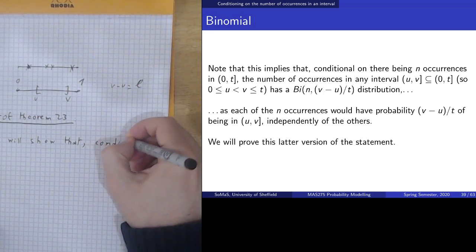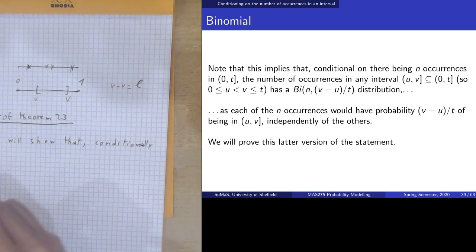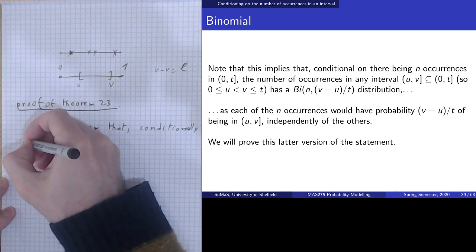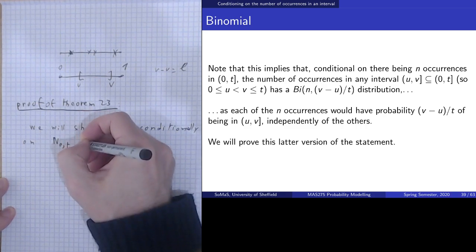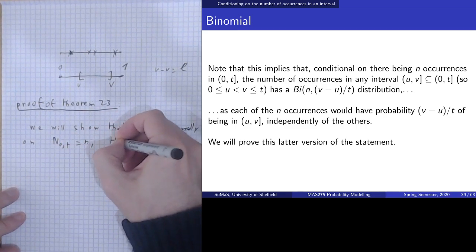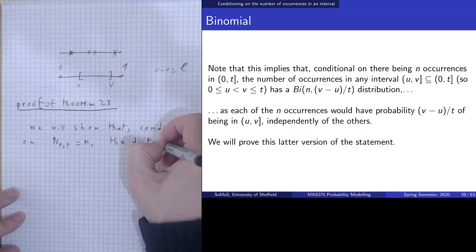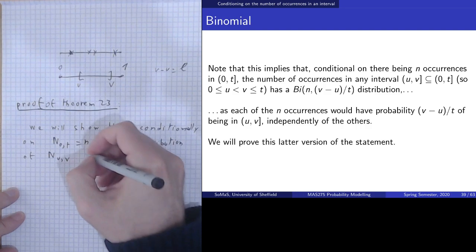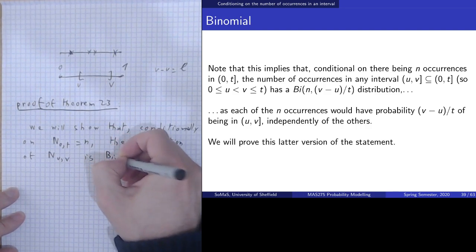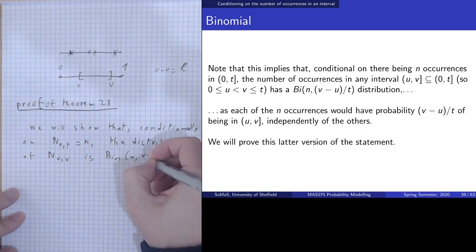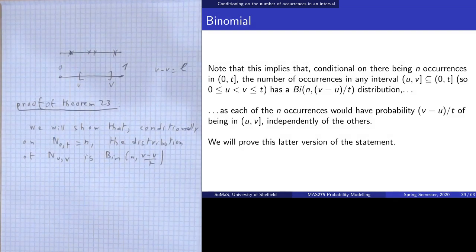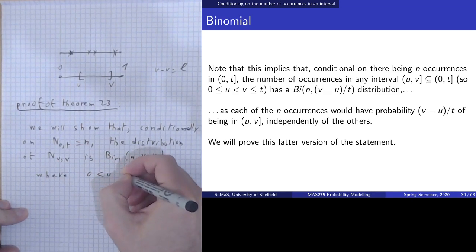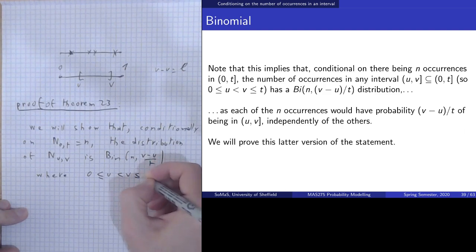conditionally on N_{0t} equals n, the distribution of N_{uv} is binomial with parameters n and (v minus u) over t, where I've chosen two arbitrary u smaller than v. Okay.